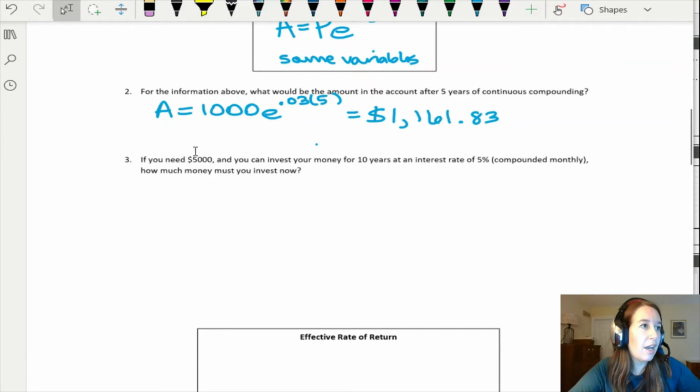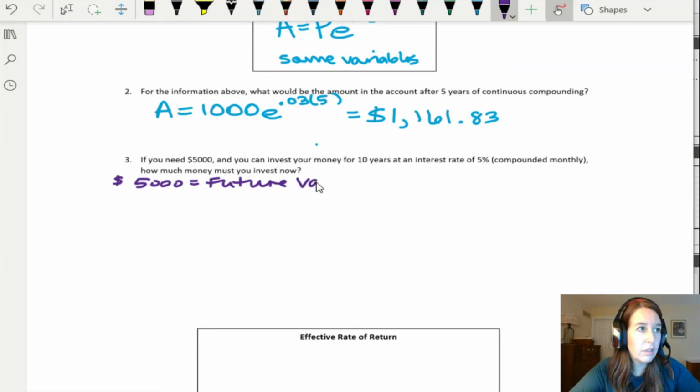So we need $5,000, and we have 10 years to get it. So $5,000, that's called the future value. But in our equation, that's just the A, right? That's the final amount that we get, okay?